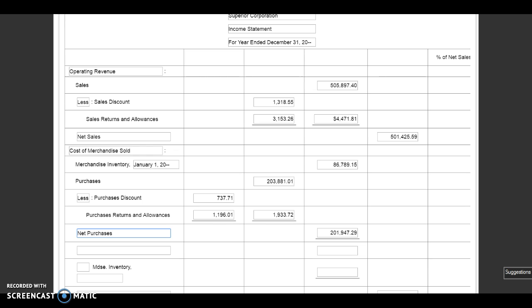Okay, the next thing then that I need to do is I need to figure out my total cost of merchandise available for sale. So I'm going to just go ahead and put that label in here right now. Total cost of, and we can simplify here for merchandise, we'll just type it as MDSE, available for sale.